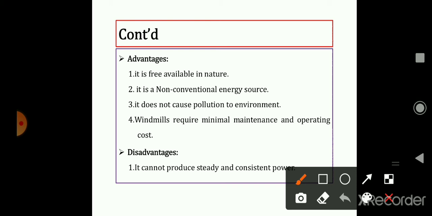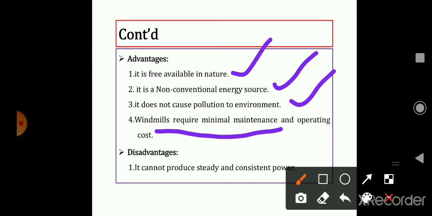This method also has some advantages and some disadvantages. It is freely available, and it is also a non-conventional energy source. It does not cause any pollution to the environment, and windmills require minimal maintenance and the operating cost is less. But what about the disadvantage? Here wind availability is not constant, so the generation of electrical energy is also not constant. That is the only drawback with respect to windmills or wind energy.